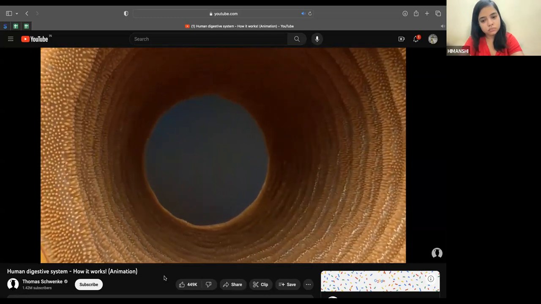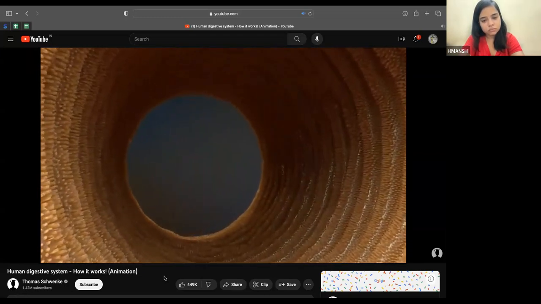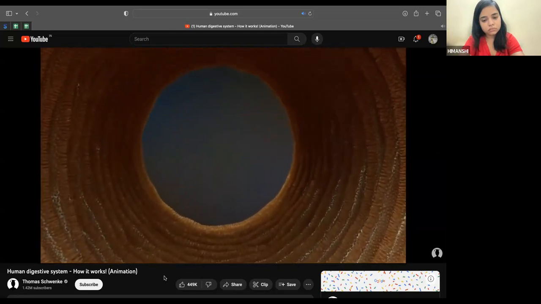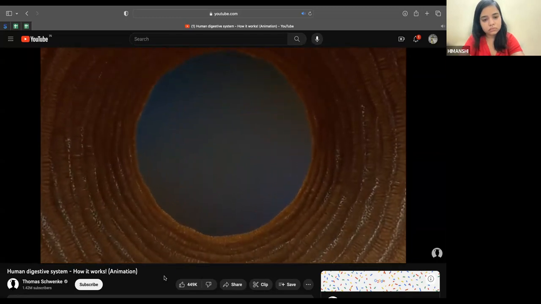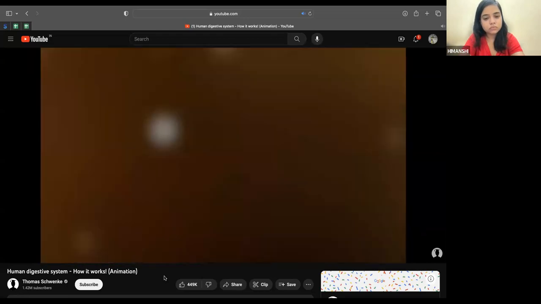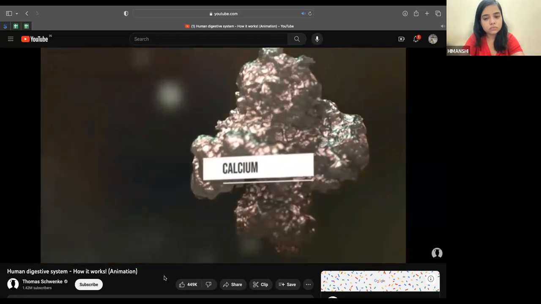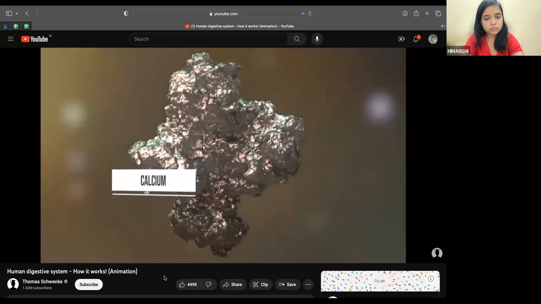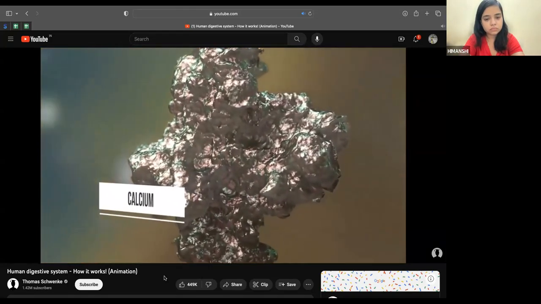The last part of the small intestine is the ileum. It does not have, unlike the duodenum and jejunum, circular folds. The ileum absorbs electrolytes, such as calcium, for building bones, hair, and teeth.